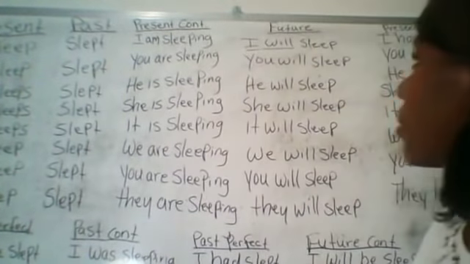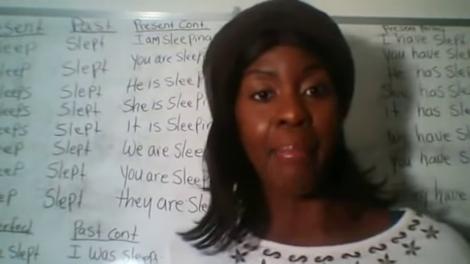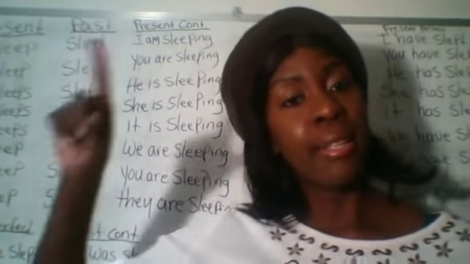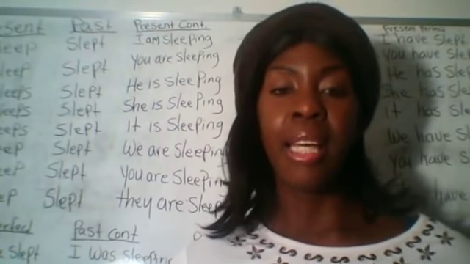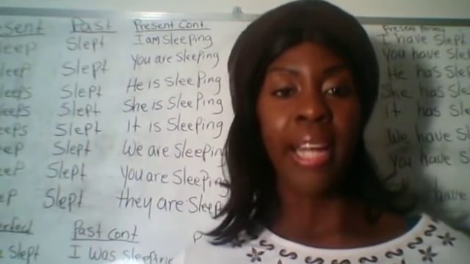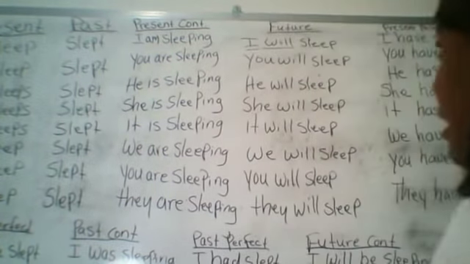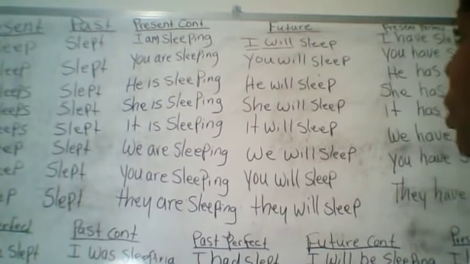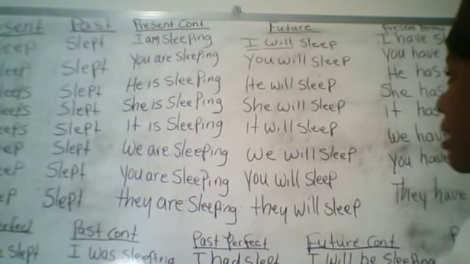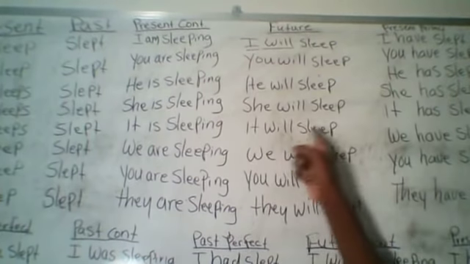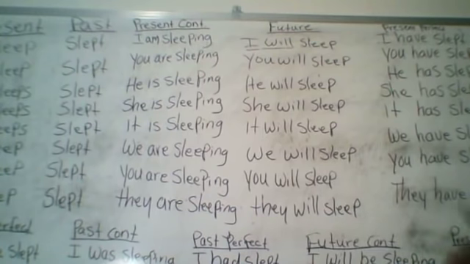Okay? Now, present continuous. I am eating, you are eating, he is eating, she is eating, it is eating. We are eating, you are eating, and they are eating. Okay? Future. I will eat, you will eat, he will eat, she will eat, it will eat, we will eat, you will eat, and they will eat.